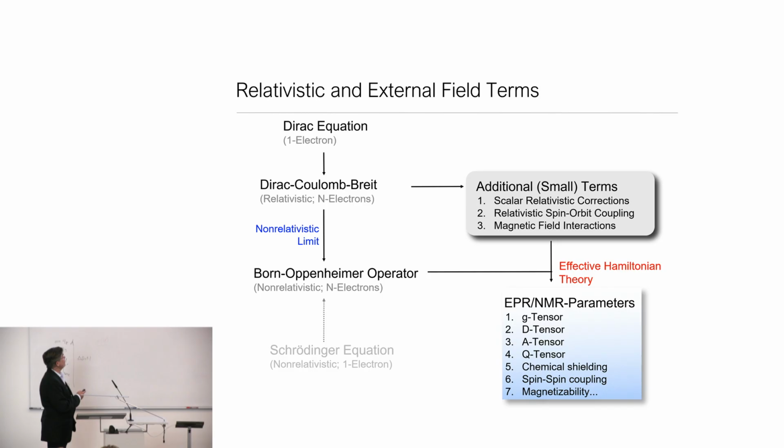But if you take the non-relativistic limit of this, then you recover the Born-Oppenheimer Hamiltonian. Yeah? So that is the logical flow. But in the process, you can separate out a relatively large number of additional small terms in the Hamiltonian. And these are so-called scalar relativistic corrections. So these are spin-free terms arising from the relativity.